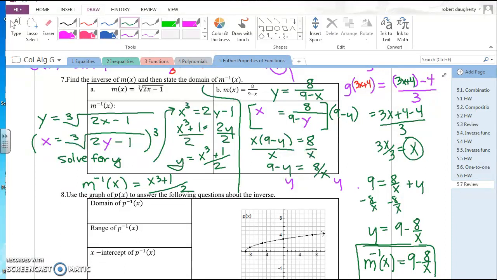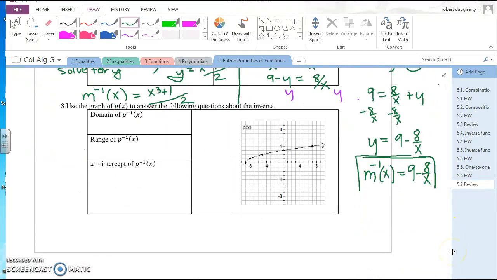So there's a lot of algebra involved in manipulating: solving for x, solving for y, and making good decisions on both sides of the equation to make that happen. Okay, to wrap this section up, some questions here. I've got a function that is p, but I'm asking you questions about p inverse. You could graph p inverse and answer those questions, or you can just answer from here.